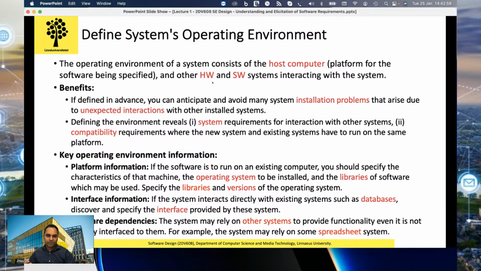So if you know in which environment you will be operating and what type of software dependencies or interfaces you will need, or what type of platform your system will run on, it's good for you to come up with an exhaustive list of requirements. So this is also part of the requirements elicitation.